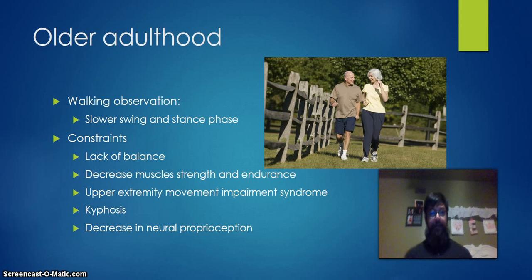So if we do have an upper extremity movement impairment syndrome, it can get worse. As I mentioned earlier, it can become kyphosis, but this kyphosis can happen to anybody. I'm not saying exercise at a certain age is going to be the medicine for anything. We all respond differently to different stimulus.